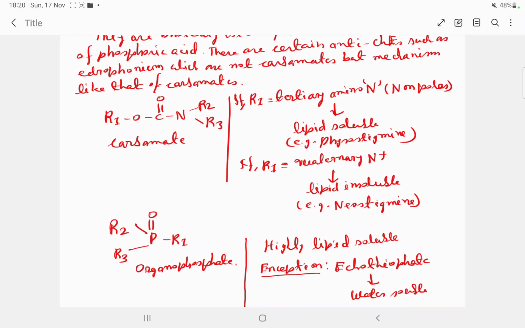So now this is the structure of carbamate. If R1 is a tertiary amino nitrogen, that is non-polar nitrogen, it is lipid soluble. Example is physostigmine. And if R1 is quaternary and positively charged, it is lipid insoluble. Example is neostigmine. The thing is that the lipid soluble drugs can readily cross the blood brain barrier. So physostigmine is useful in the disorders related to the central nervous system, and neostigmine, as it is lipid insoluble, water soluble, is basically a peripherally acting drug.